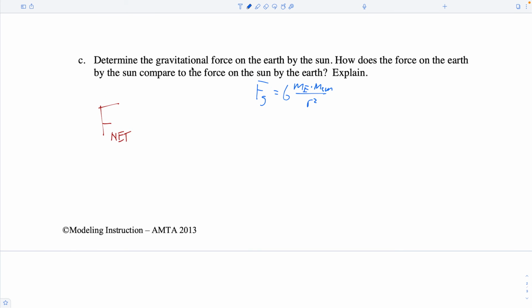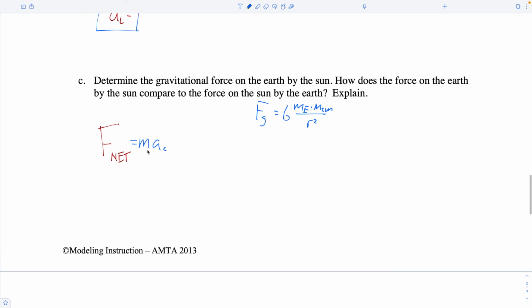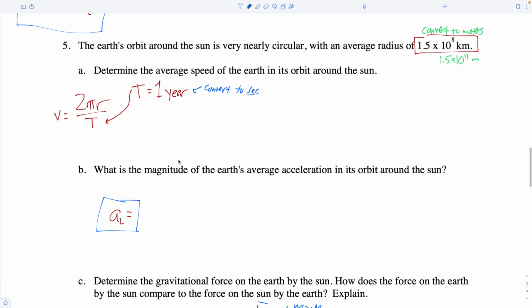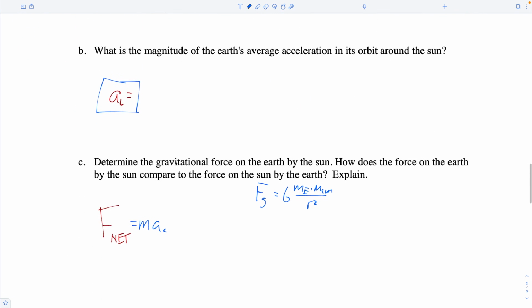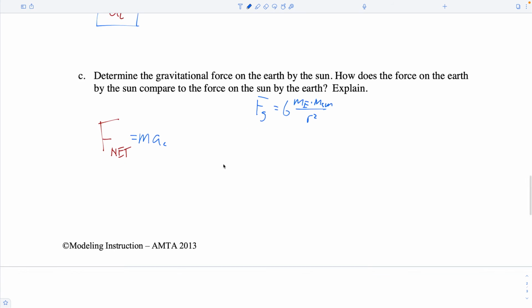A second thing you can do is just use Newton's second law because you know the acceleration of the Earth. You know the mass of the Earth, or you can look up the mass of the Earth. I guess it's not posted here, but you can look it up and do this too. Both of these will give you the same answer because the net force acting on the Earth is only the force of gravity, and that's that.